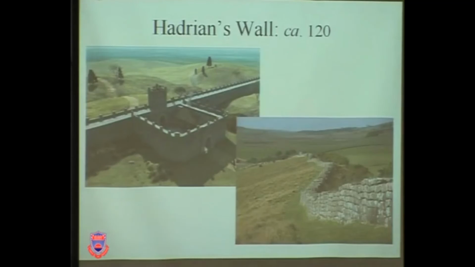Just to mention briefly a couple of things. In roundabout 120, there was a significant wall built across Britain, the northern border between the Roman controlled military areas and the area beyond in Scotland they didn't control, which is generally called Hadrian's Wall, perhaps built under his direction.